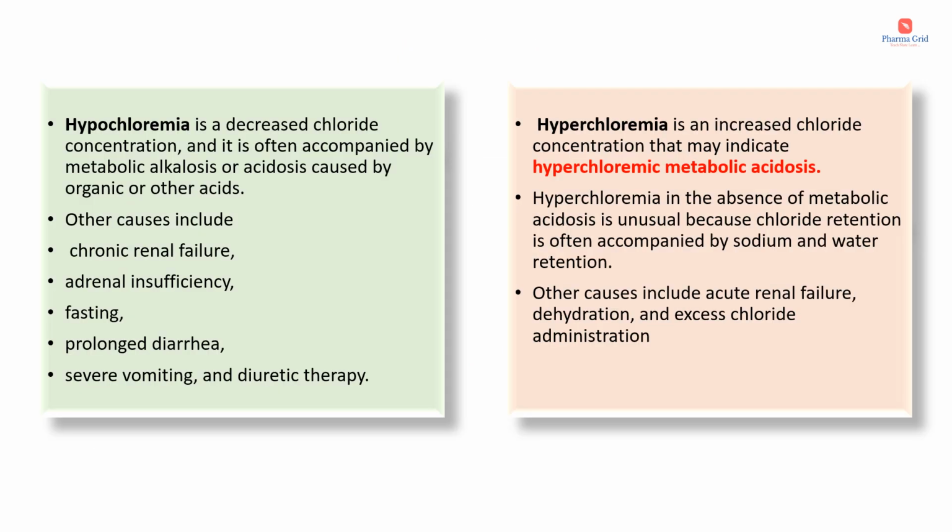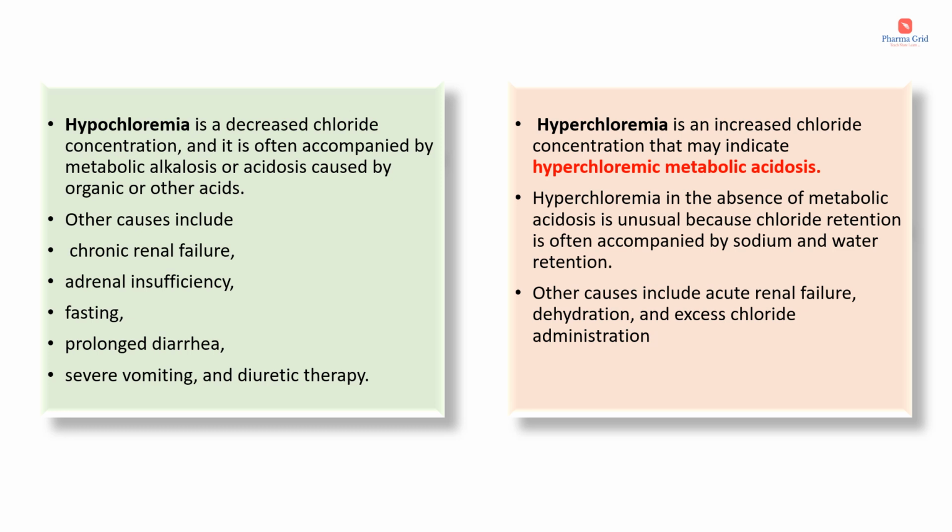Now the two disorders associated with the chloride levels are hypochloremia and hyperchloremia. Hypochloremia is a decreased chloride concentration and it is often accompanied by metabolic alkalosis or acidosis caused by organic or other acids. Other causes include chronic renal failure, adrenal insufficiency, fasting, prolonged diarrhea, severe vomiting and diuretic therapy.